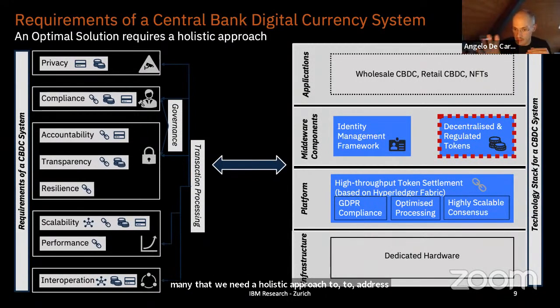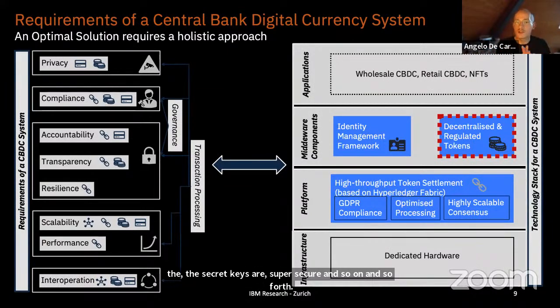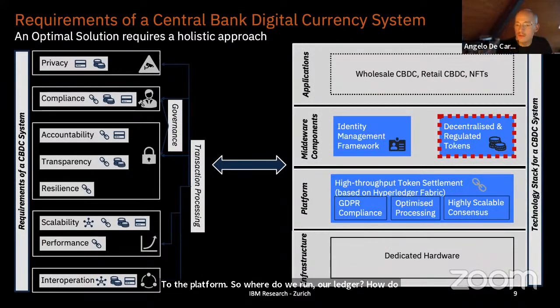From the infrastructure, now I'm referring to the right-hand side of the picture. From the bottom layer, the infrastructure, where we might need dedicated hardware to accelerate the processing of transactions, or to make sure that the secret keys are super secure, and so on and so forth, to the platform. So where do we run our ledger? How do we describe this ledger? Which kind of platform do we use? Do we use Fabric? Do we use something else? Do we need GDPR compliance? Do we need a highly scalable consensus? So on and so forth.